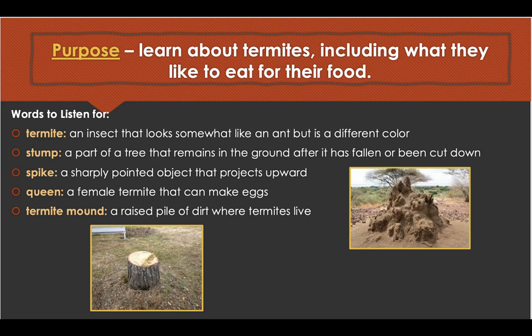Boys and girls, I know that we've talked about kings and queens as people, so some words can have multiple meanings, just like our word stump. A stump is a part of a tree, but sometimes when we're working on a math problem, we can feel that we're stumped because we don't know the answer. Some words can have multiple meanings. The next thing to listen for is a phrase, a termite mound. It's a raised pile of dirt where termites live. An example: the termites scurried around the termite mound where they lived.